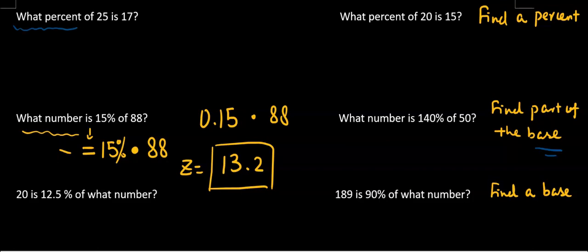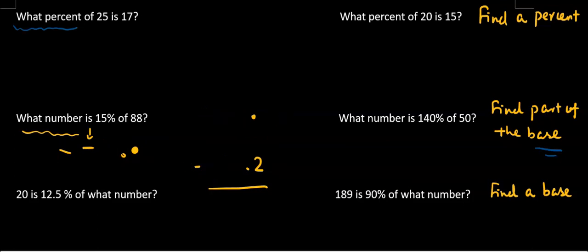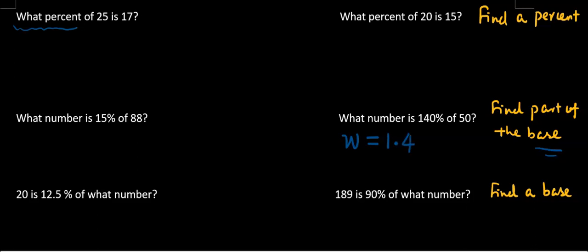All right, let's look at our next question. While I'm erasing this, go ahead and read the next question. What number is 140% of 50? I'm going to call it W. W is 140%, and I'm going to directly convert it to a decimal, times 50. Do you have W is 70? Yes? All right. That's how we find part of the base.